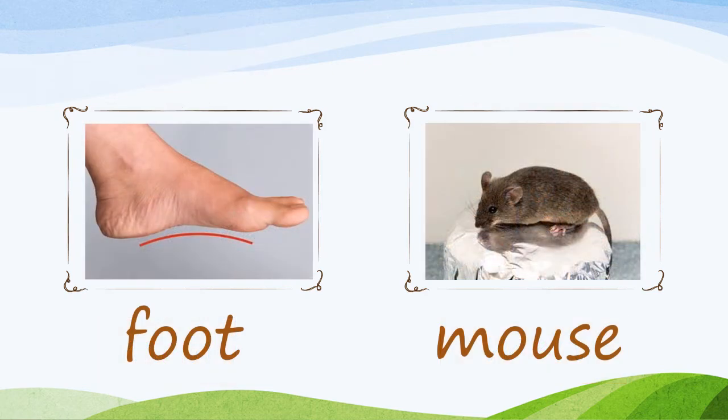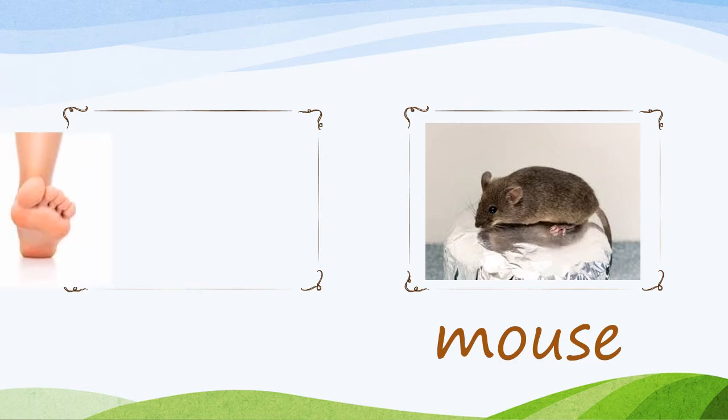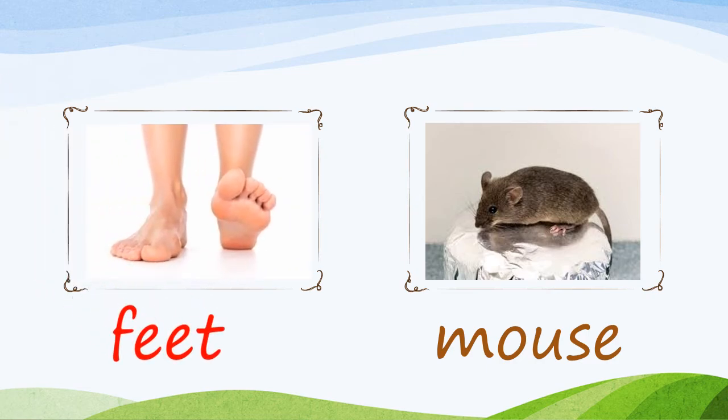Look at the first picture. What is it? Foot. And how do we spell foot? Yes, F-O-O-T. One foot. And when we change it into plural, it becomes feet. So how do we spell feet? F-E-E-T. So what did we change? We changed double O to double E. One foot, more than one feet.